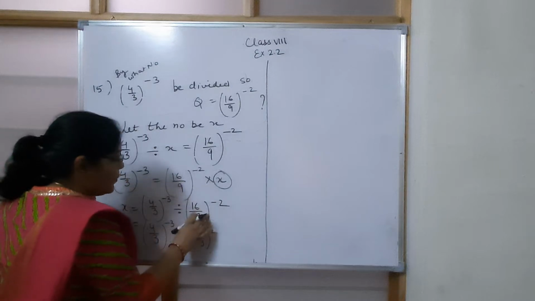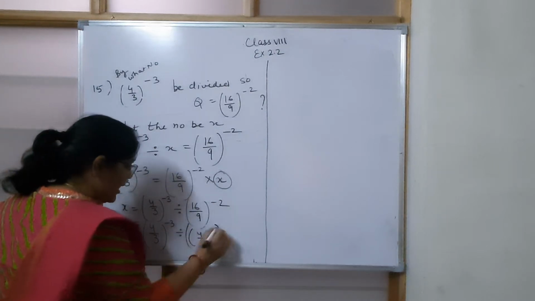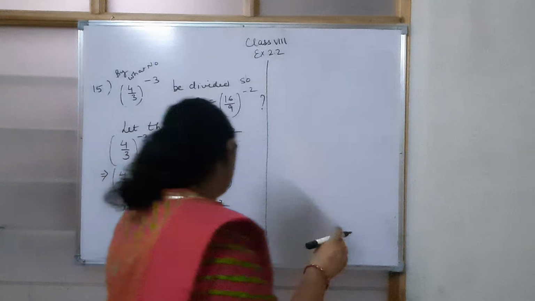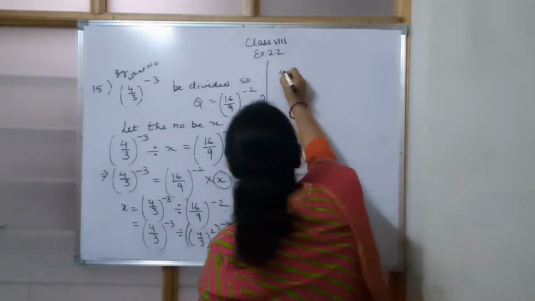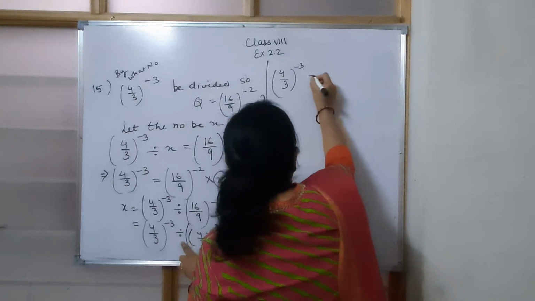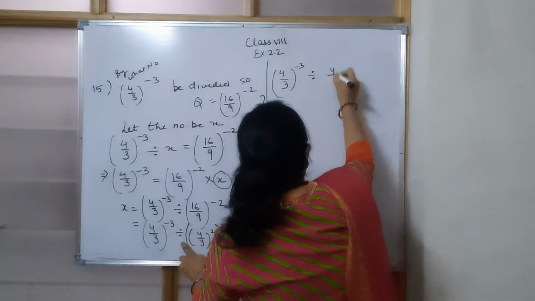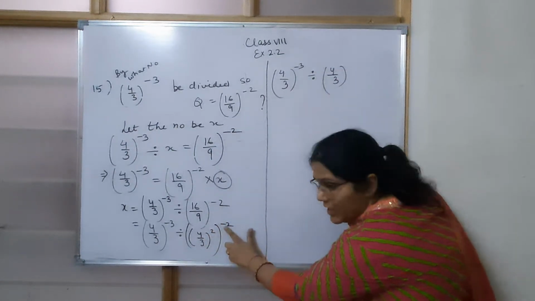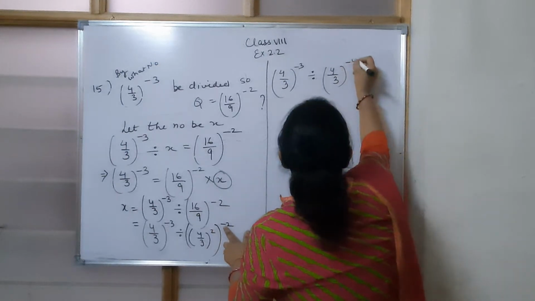And on 16 upon 9 we have the power minus 2. Alright. So 4 upon 3 raised to the power minus 3. Then we have divide sign. Then we have 4 upon 3. Just look here. 2 multiplied with minus 2. It will be minus 4.